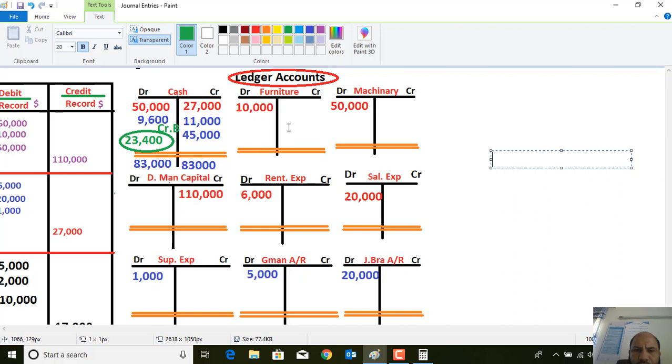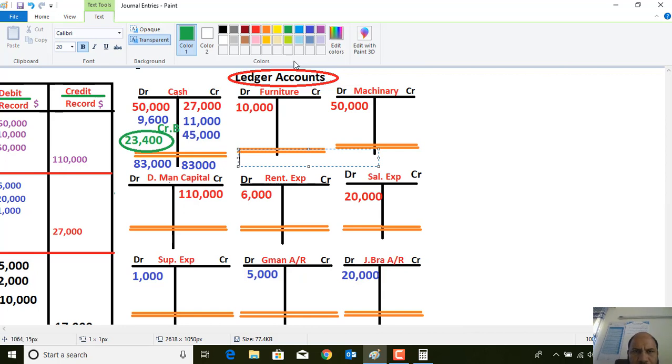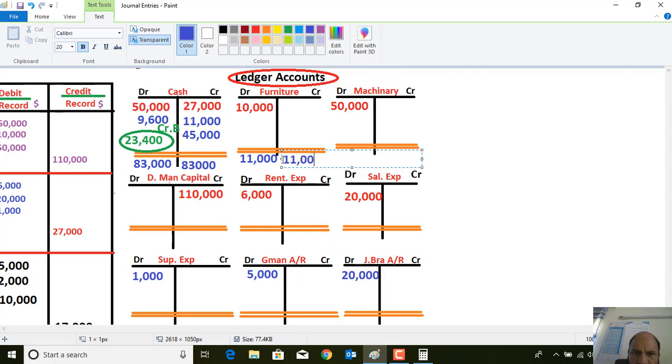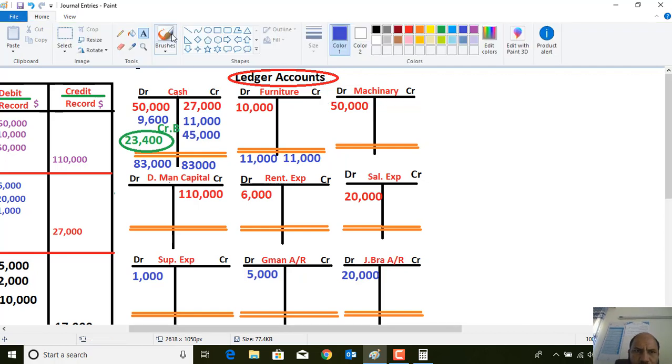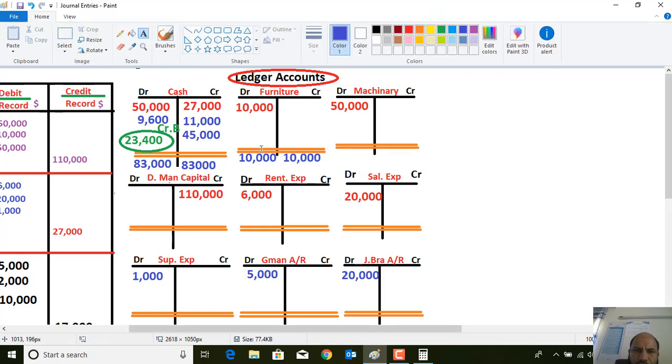So we have 10,000 over here, but we have zero amount at the credit side. So we will add this 11,000 over here, and we will make this side equal with the other side. Now here is a difference of, sorry, it's not 11, this is 10,000. So let's remove this amount. Okay, good. Now again we will add 10,000 over here, and also 10,000 over here. Both the sides become equal.